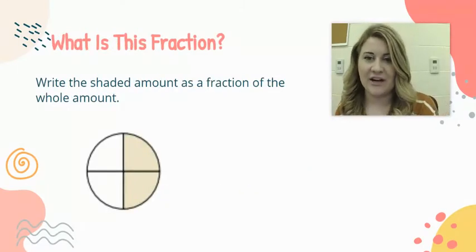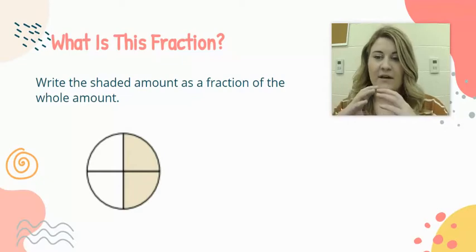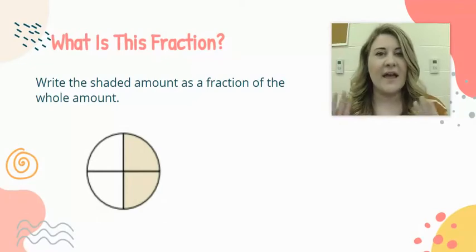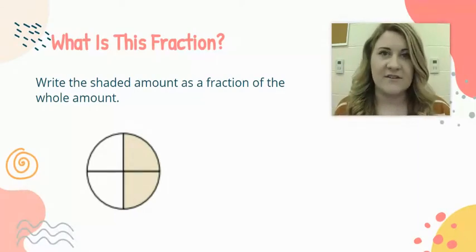Let's write a fraction for the shaded amount of this model. All right, so we have this one fraction. We have this circle divided into 4 equal parts. We know that this is a good fraction because all of the parts are equal. If you ever see a fraction where the parts are not equal, then that is not a fraction, okay? So all the parts have to be equal.